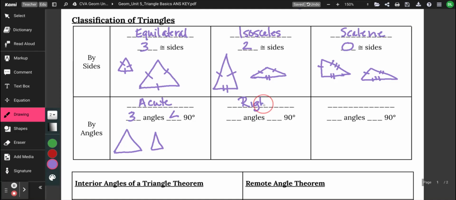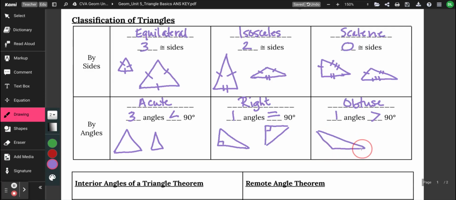If we have a right triangle, then we know that one angle equals 90 degrees. So we have to have a right angle in there in order to have a right triangle. And those can look lots of different ways also, as long as we have one right angle. We could also have one angle that is greater than 90 degrees. This would be an obtuse triangle. So as long as one angle is wider than 90, we have an obtuse.